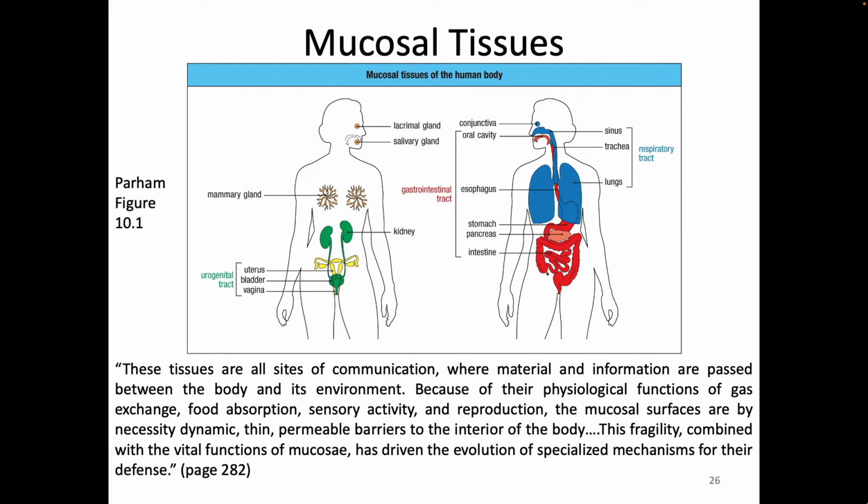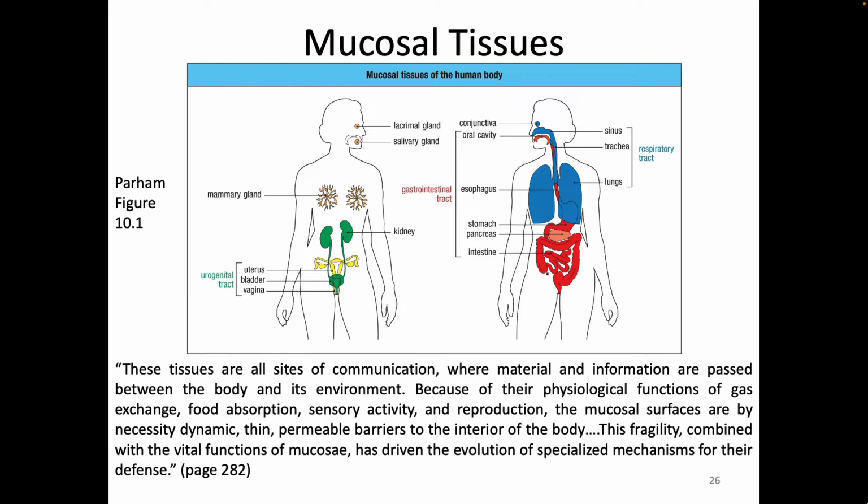They include parts of the respiratory tract, like the sinuses, the trachea, the lungs, parts of the GI tract, the oral cavity, esophagus, stomach, pancreas, intestine, the conjunctiva, so the eyes, the lacrimal gland, which is where tears come from, the salivary gland. You can also see the urogenital tract, as well as a lactating mammary gland, which is also known as a mucosal tissue.